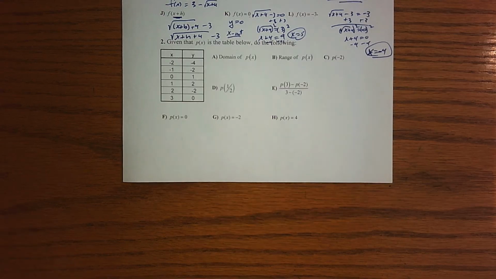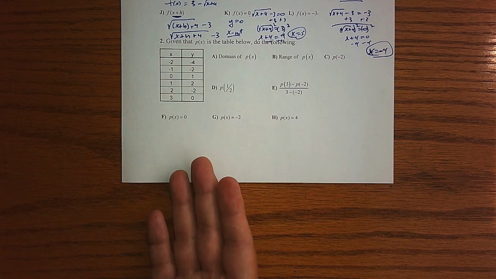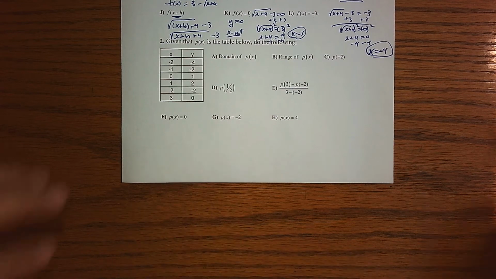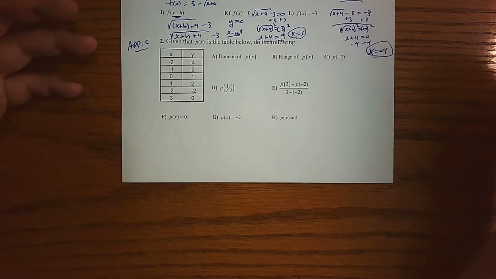Okay, so let's take a look at a situation where the function isn't defined as an equation. It's actually, in this case, given as a table. And so again, we're working with function notation. I believe, again, this is Appendix C for the most part.